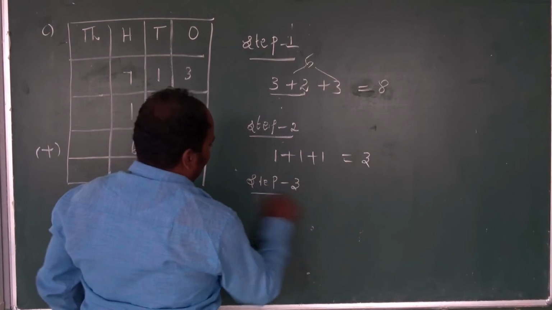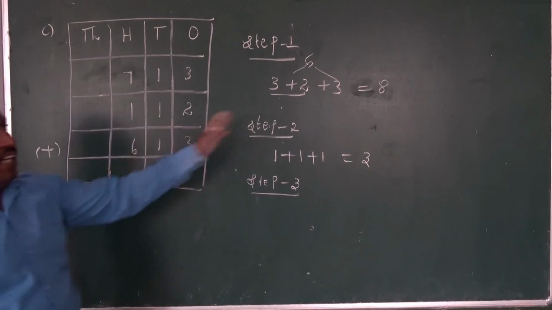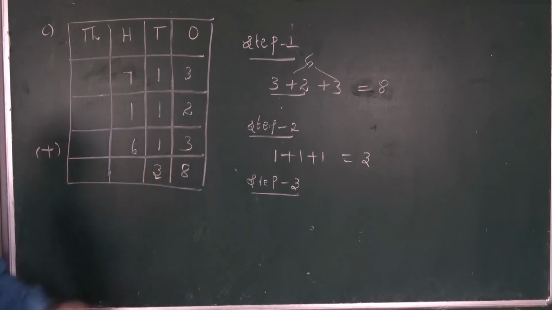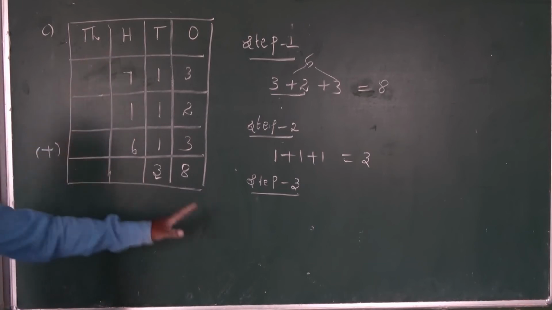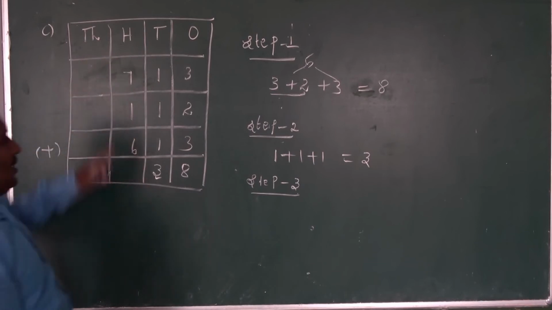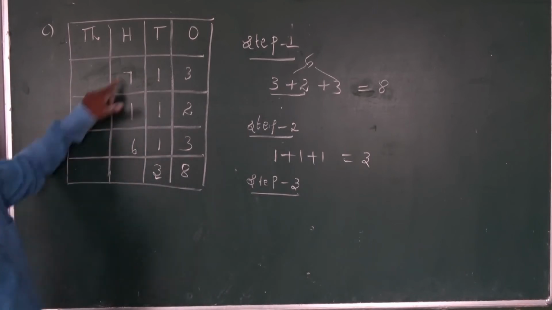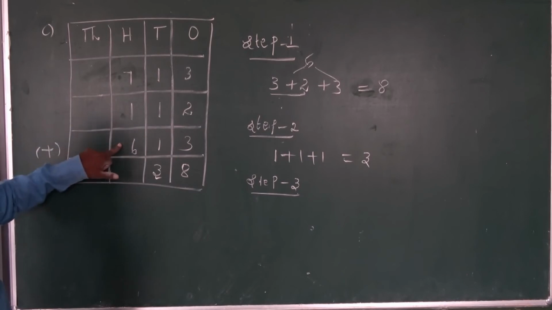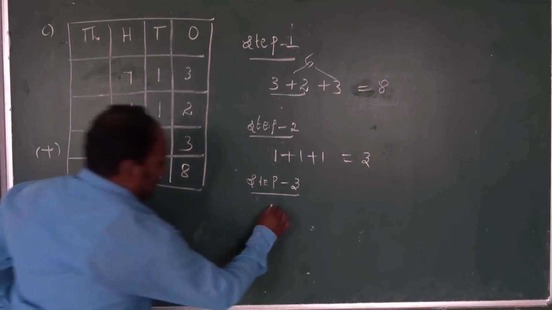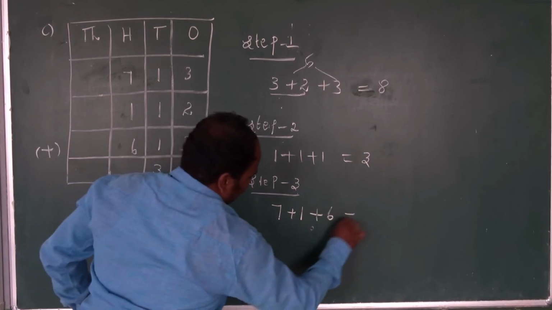Step 3, that is the hundreds place. First we solve the ones place, next the tens place, then the third one, the hundreds place. 7 plus 1 plus 6, that means 700s plus 100s plus 600s.